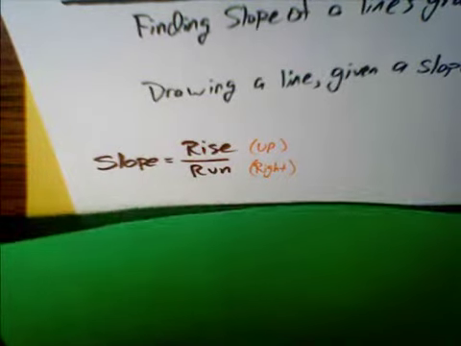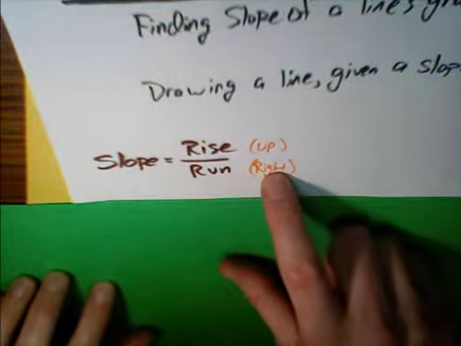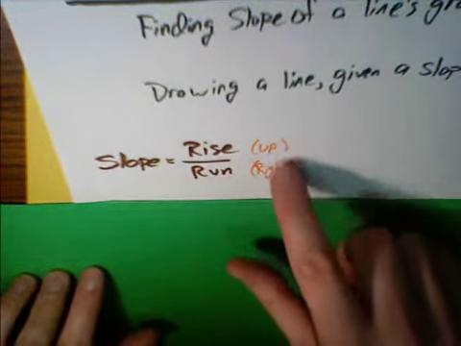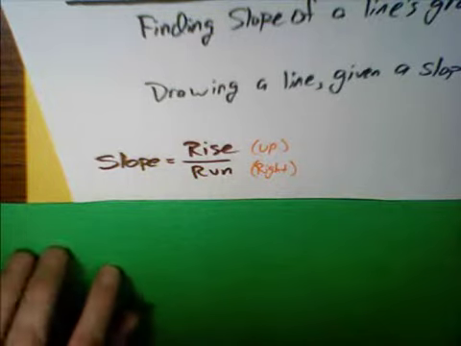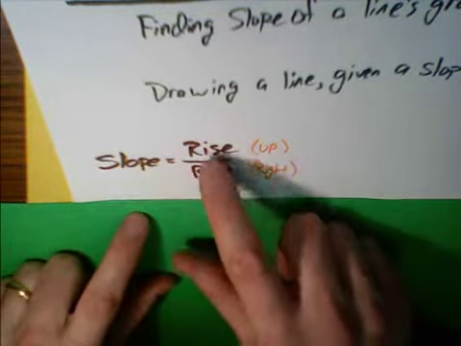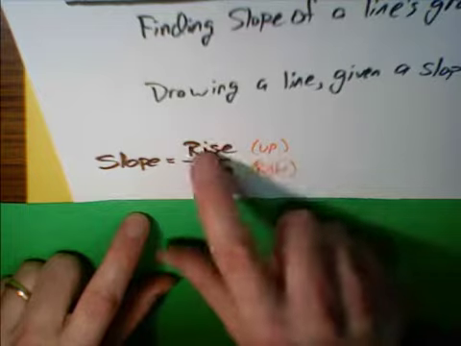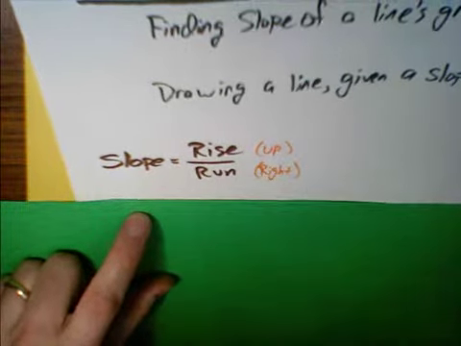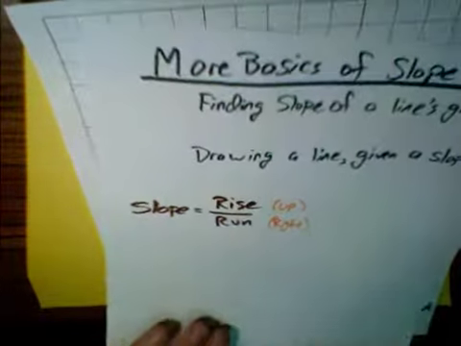Remember the basics of slope. Slope is rise over run. We rise up, we run to the right. And again, you can have a negative rise and you can have a negative run. Just make sure that if rise or run is positive, you rise up, you run to the right. Now let's try a couple examples.